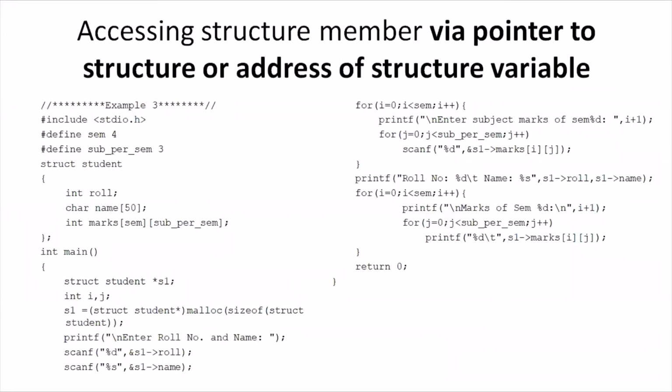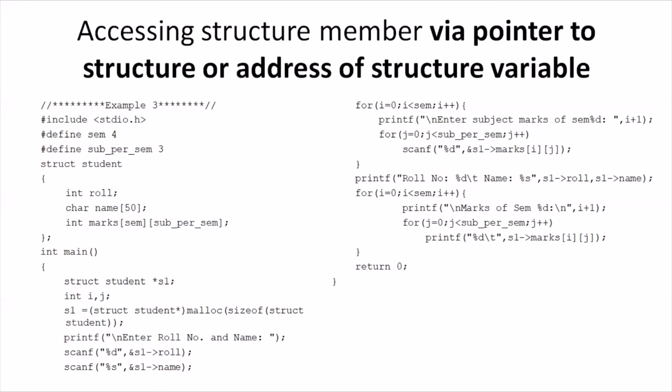In this example, we will be accessing a structure variable using a pointer to a structure. In this case, the structure variable will be created in the heap memory, and we will access the variable using a pointer from the stack memory. In order to do so, we first need to create a pointer to a structure, which is created by the statement struct student star S1. By this statement, a pointer to a structure variable is created in the stack memory. However, this variable at this point of time holds just a garbage value.